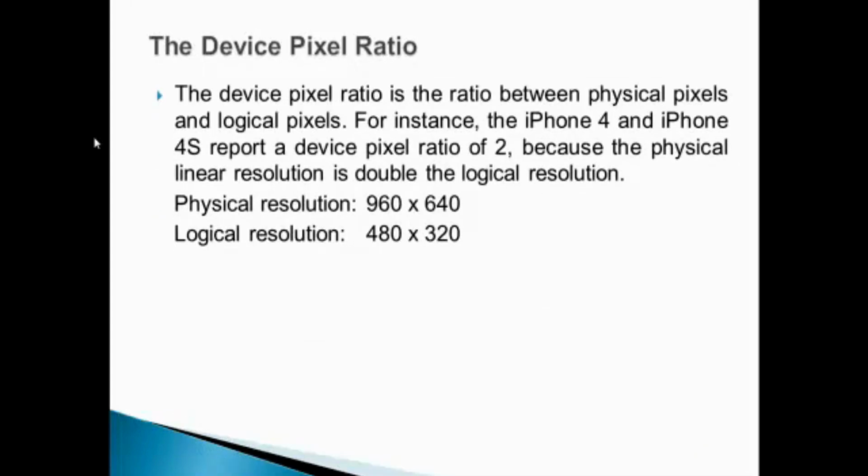The device pixel ratio is the ratio between physical pixels and logical pixels. For instance, the iPhone 4 and iPhone 4S report a device pixel ratio of 2 because the physical linear resolution is double the logical resolution. Physical resolution is 960 by 640 and logical resolution is 480 by 320.